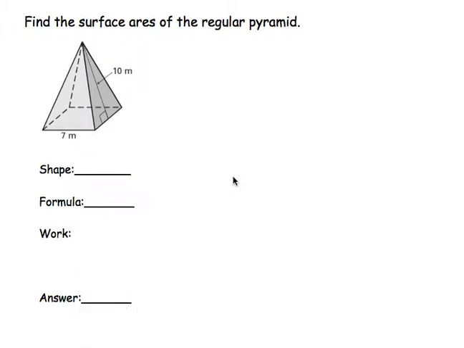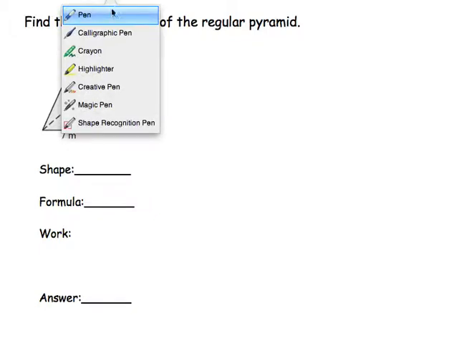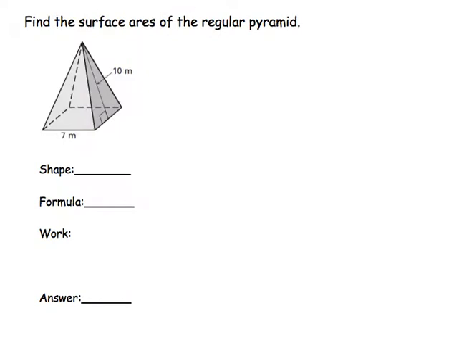Surface area of pyramids and cones. And so this first question, we've got a regular pyramid, which has a square for the base. Regular pyramids have regular polygon bases, so I know since it's a regular pyramid that the figure on the bottom, all the sides are the same, so it's got a square base. So it's a square pyramid.